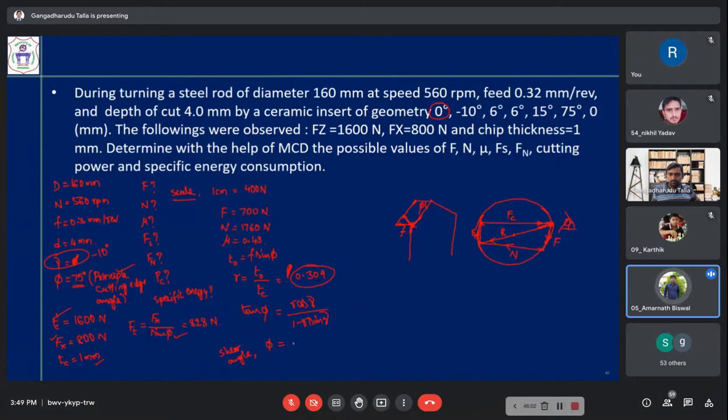16.06 degrees, sir. I have got 16.27. Okay, it will be fine, approximately that value.